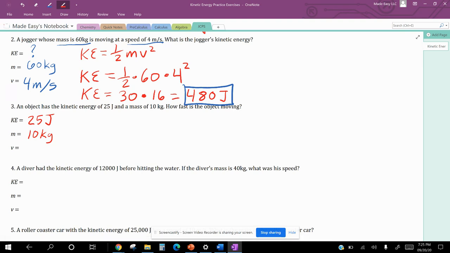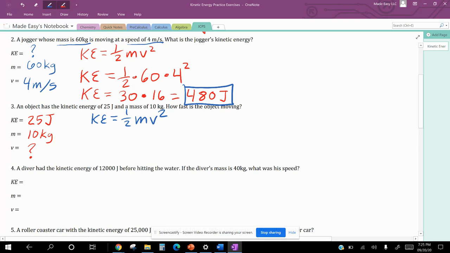It says, how fast is the object moving? Well, fast, you should recognize that they're talking about speed here. And so our V is going to equal question mark. We don't know what it is. So you are going to rewrite the equation. Kinetic energy equals 1/2 times m times v squared.